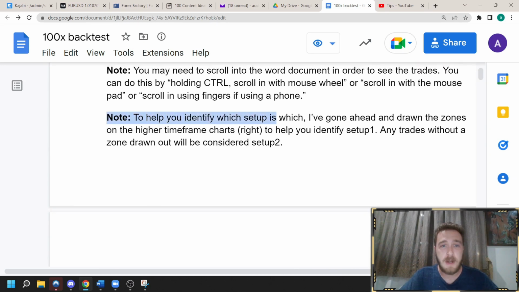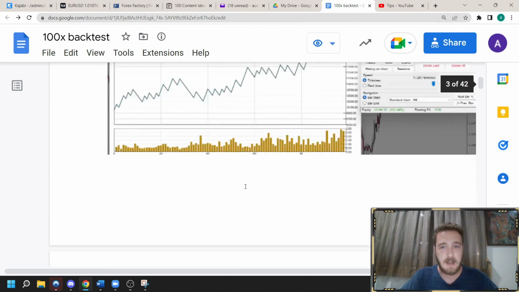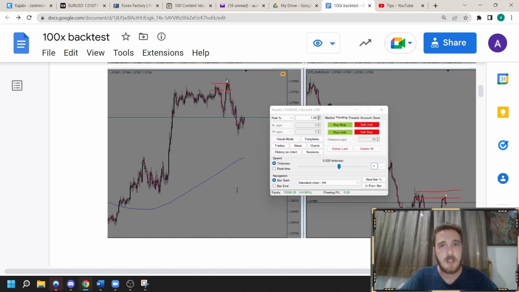Okay, note, this is important. To help you identify which setup is which, because I was trading two different setups, I've gone ahead and drawn out the zone on the higher time frame chart. So on the right, you will see the higher time frame, the 4-hour, and on the left, you will see the 15-minute. Okay? And if I have drawn out a zone on the right, that means it was a multiple time frame setup, meaning setup 1. There's only 2 setups, guys. It's very easy to understand. So here's an example how I draw a zone out. That's going to indicate to you that, hey, this is a setup 1. All right, I'm trading multiple time frame.